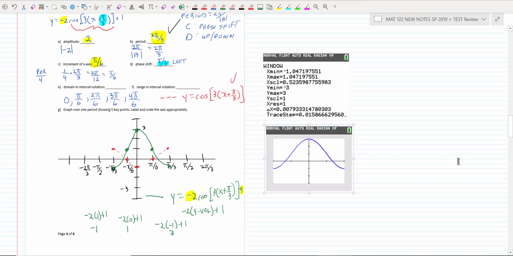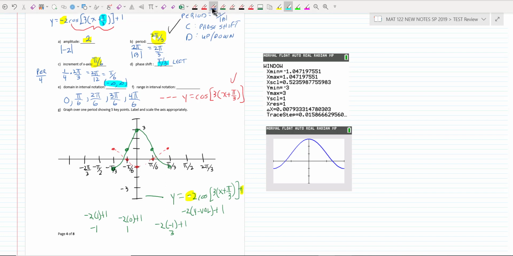Okay, so then the domain, remember the domain is what is x. Well, x can be anything. A cosine wave goes on forever, infinitely. And we're not talking about negative pi over 3 to pi over 3 because that's just one period. So the domain is all real numbers, and it's always going to be that on a sine or cosine wave.